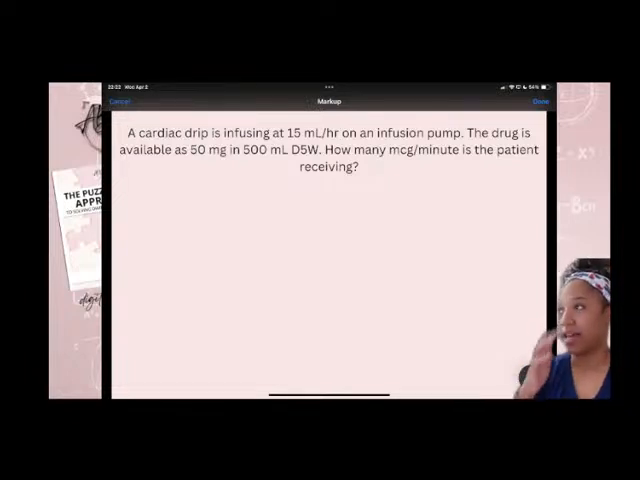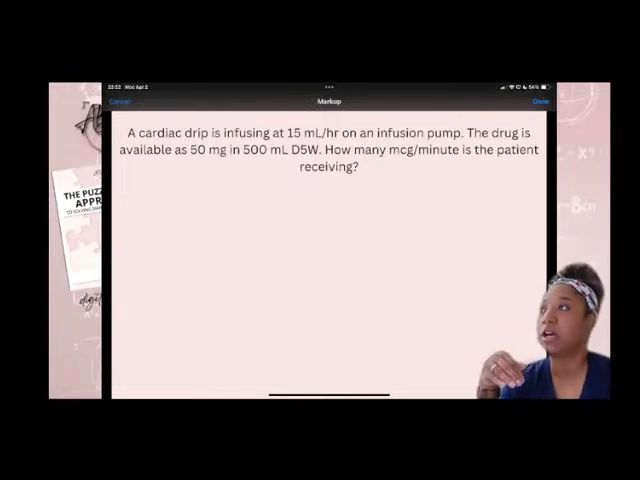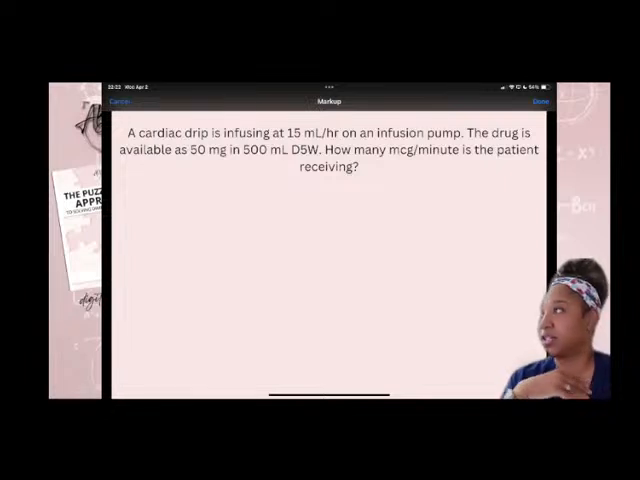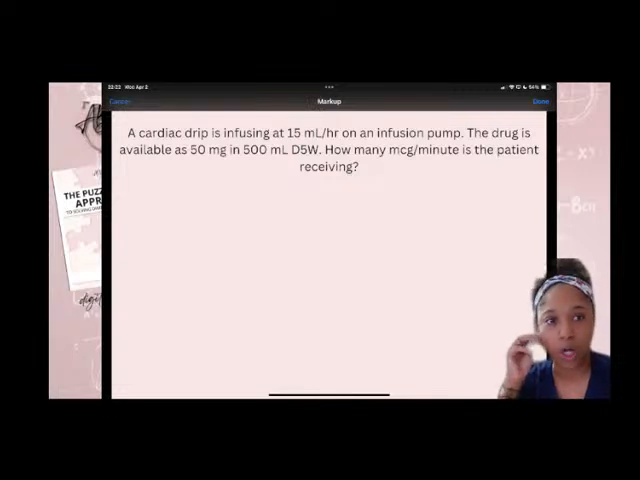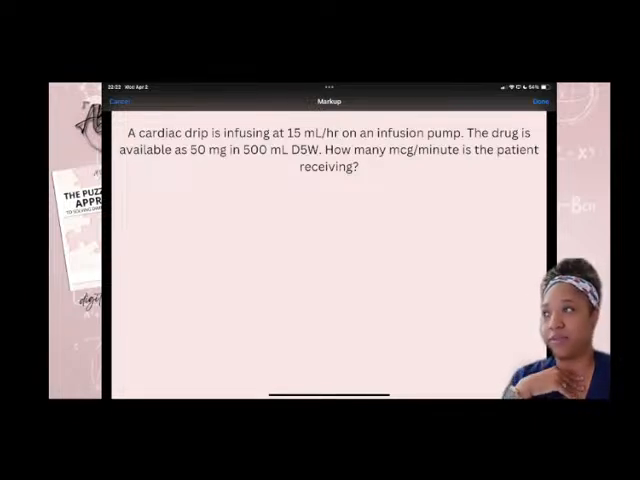All right, so a cardiac drip is infusing at 15 mLs per hour on an infusion pump. The drug is available as 50 mgs in 500 milliliters of D5W. What is D5W? That's dextrose 5% in water. It's a solution. You'll learn about it in school, okay? Don't let it throw you off. We're not going to use it anyway. How many micrograms per minute is the patient receiving?